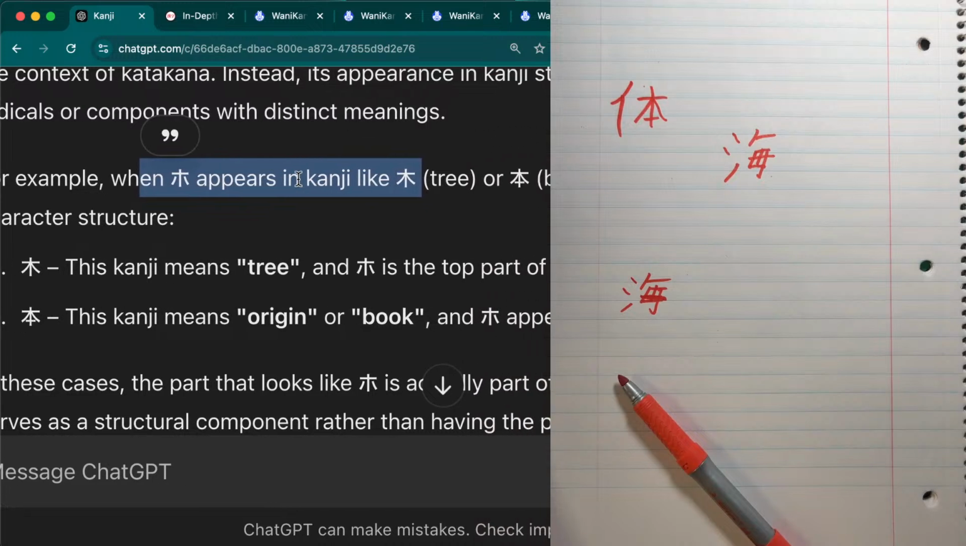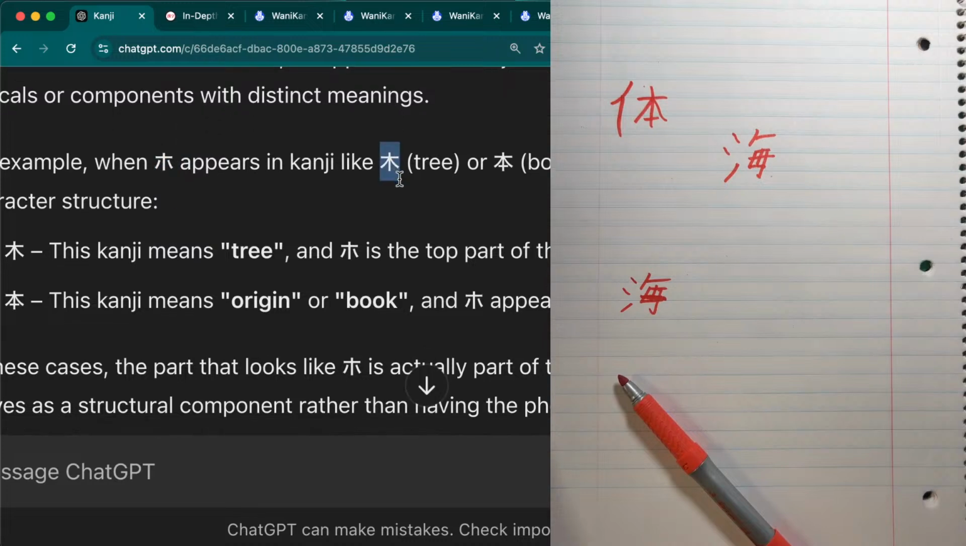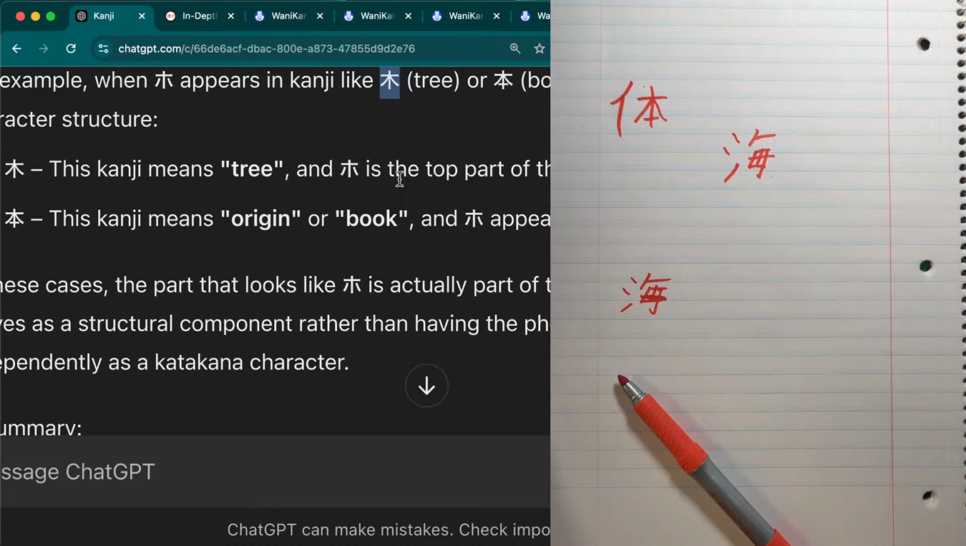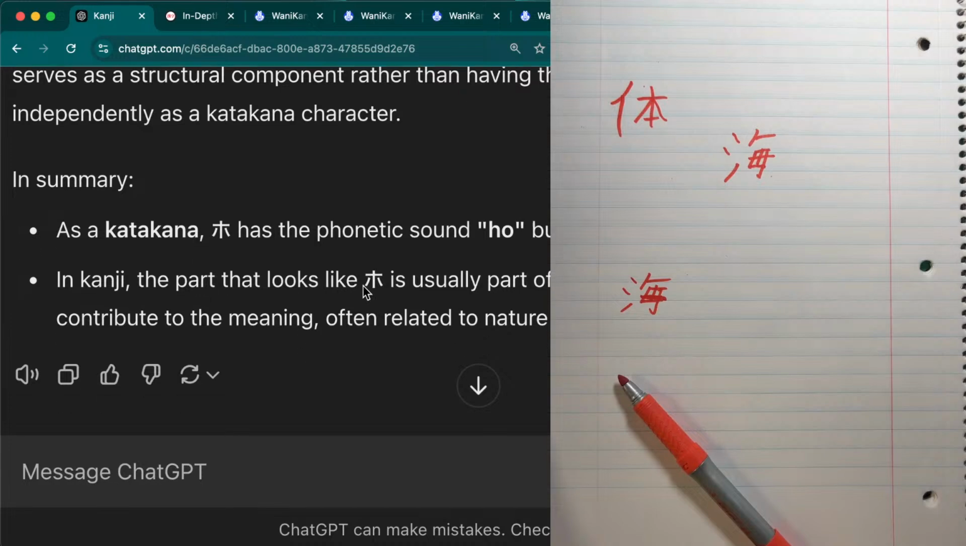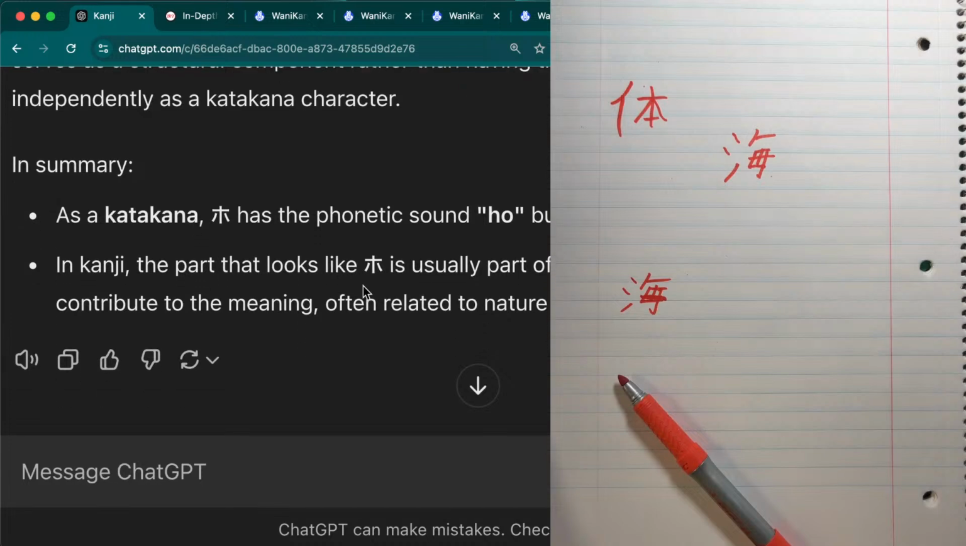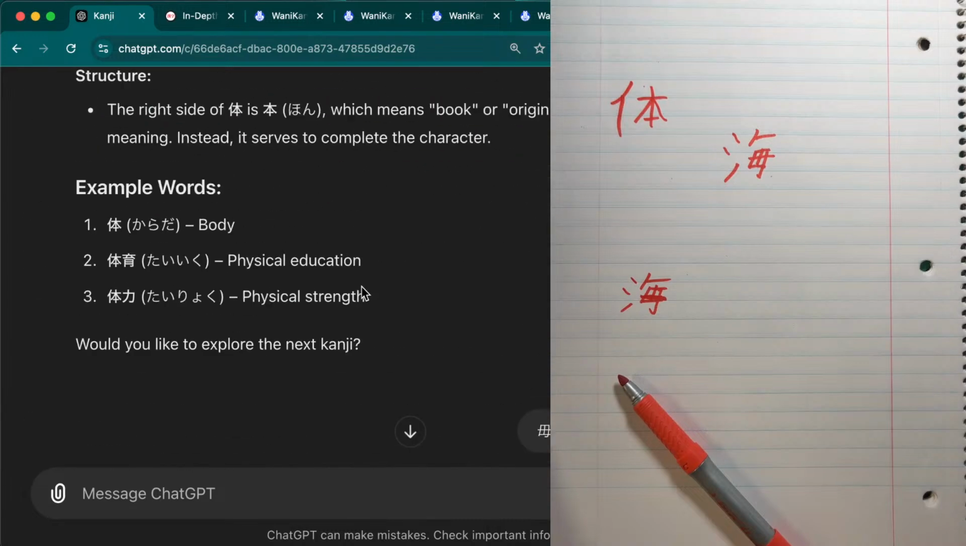So, I never really thought of it this way, but ChatGPT is saying this character is similar to tree, which is true. There's kind of a missing link in the corners, but okay. That's fine. Okay, got it. Let's move forward.